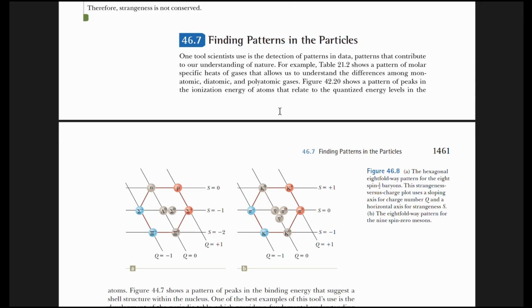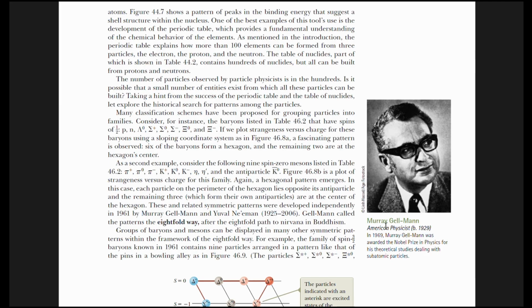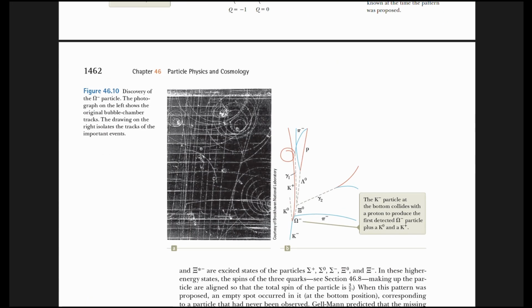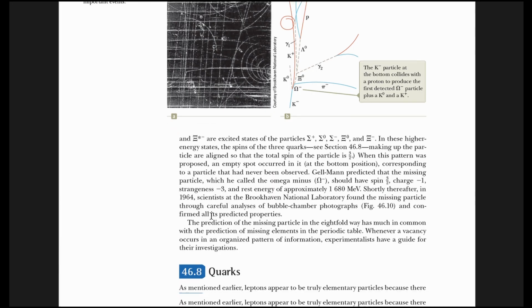Finding patterns in particles. Okay. We got Murray Gell-Mann. In 1969, Murray Gell-Mann was awarded the Nobel Prize in Physics for his theoretical studies dealing with subatomic particles. Interesting. I don't know this gentleman too well. But I guess he's important to this section here. We got some more graphs right here. A lot of the experimental analysis in the particle physics era used these kinds of bubble chambers.